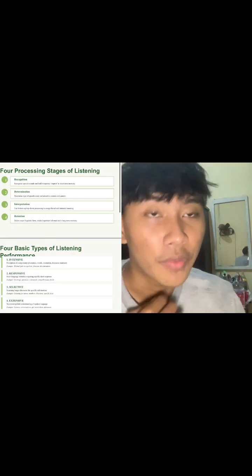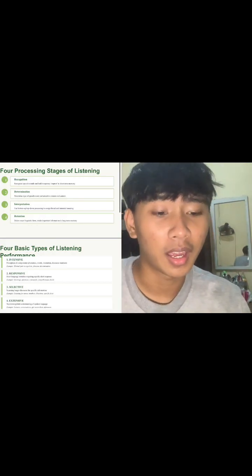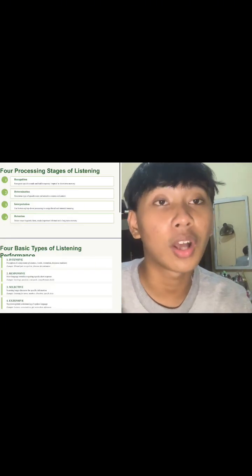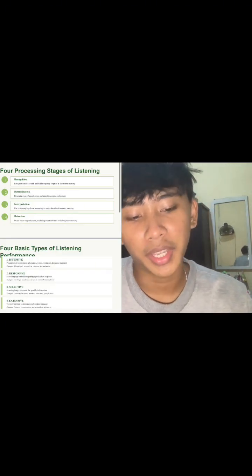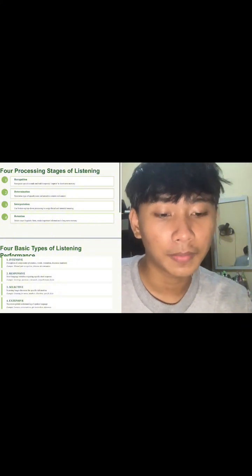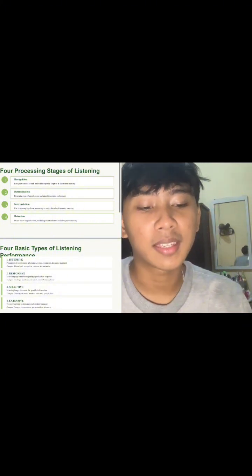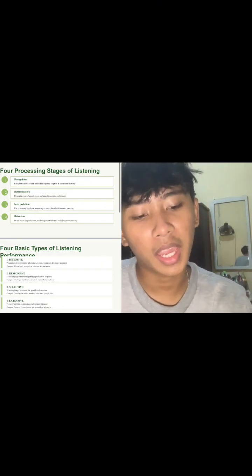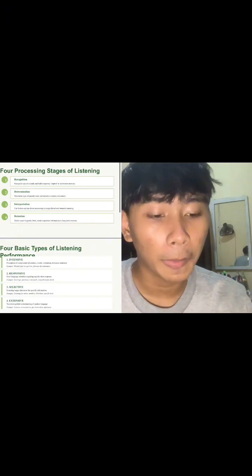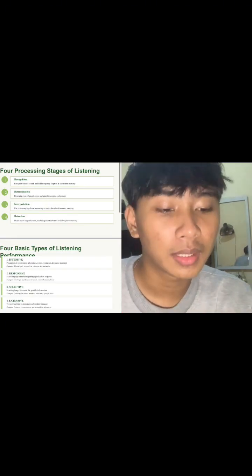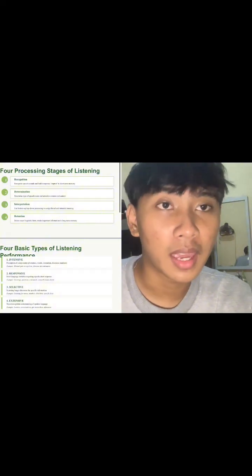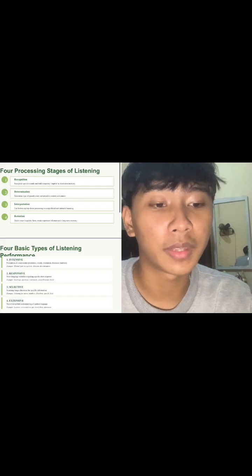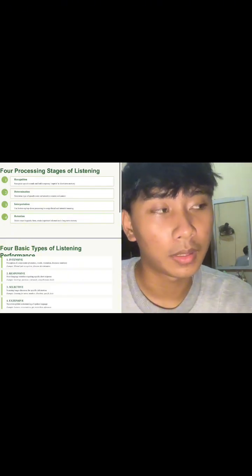And the last one is retention. Finally, the listener retains important information in long-term memory. Contact words are usually forgotten, but the key ideas and important information are remembered. For example, remembering the main idea of a lecture, not every sentence, just the main idea. You know the points of what the lecturer said, or the ideas they gave.